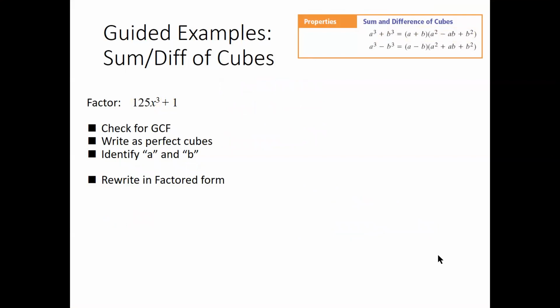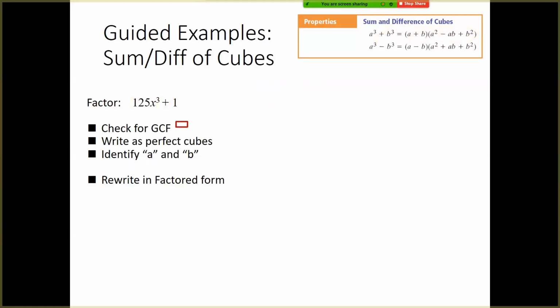Again, first thing we're always checking for is a greatest common factor. There is not one again, so we're moving on. We want to write this as a perfect cube, so something cubed plus something cubed.